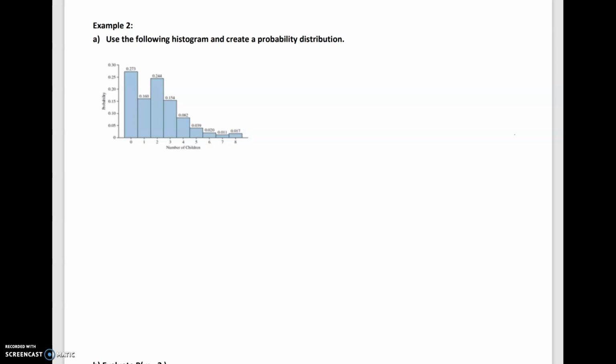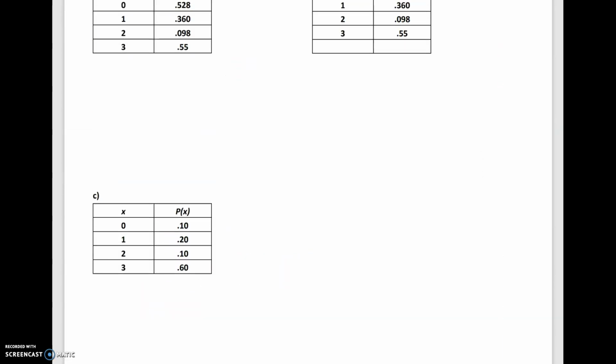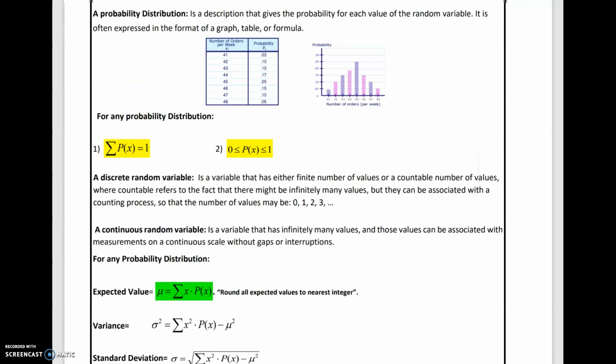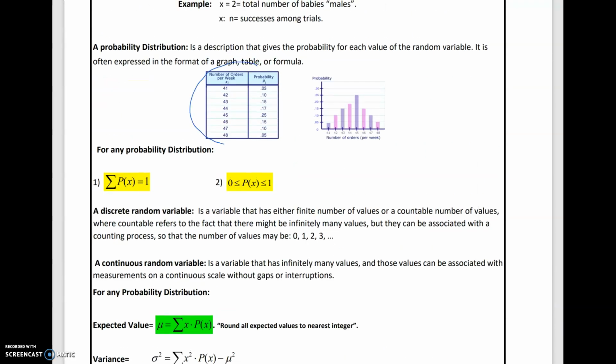Hi class, let's take a look at example 2. Now in example 2, all they're asking us to do is to use a data set, in this case the histogram, and provide a probability distribution. For a probability distribution, we just have to express the data in this form. You have one column for the x's and then the other column for the probabilities.